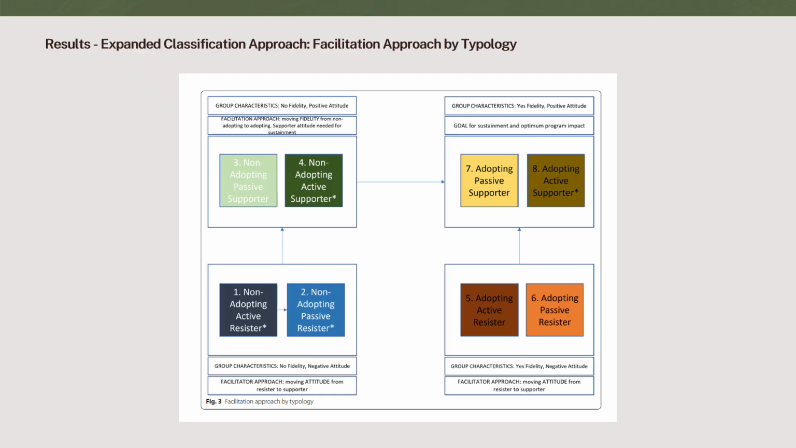Adopting active supporters and adopting passive supporters have a positive attitude and high fidelity. The focus for them is maintaining both attitude and fidelity. The goal is to get all participants into this final category block for long-term sustainment.